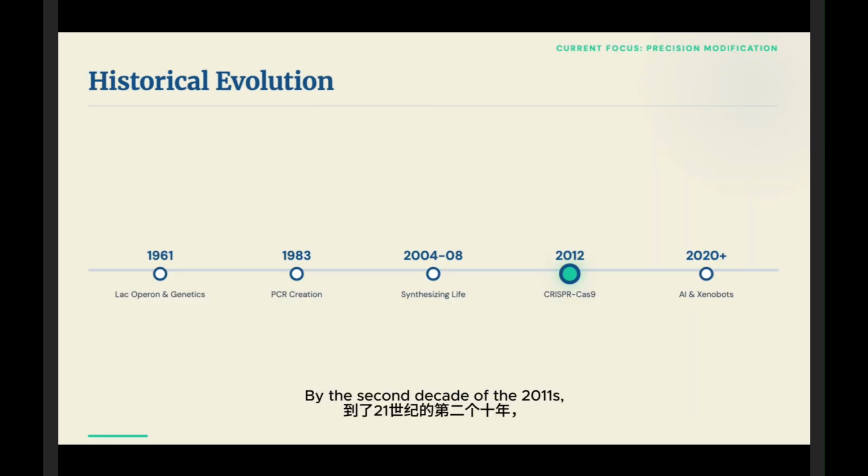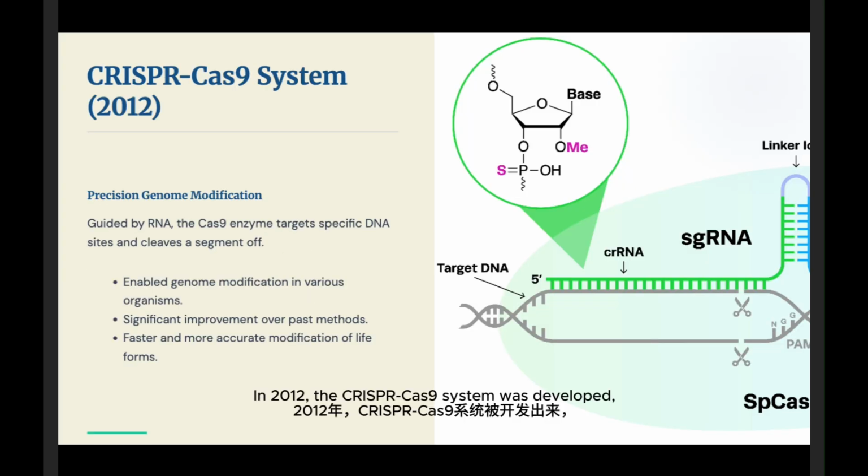By the second decade of the 2000s, the field required more precise tools. This led to a breakthrough in 2012 that transformed how easily and accurately we can edit the genetic code of living organisms. In 2012, the CRISPR-Cas9 system was developed, fundamentally enabling us to modify the genome of an organism with unprecedented ease. Guided by a specific strand of RNA, the Cas9 enzyme acts like molecular scissors, targeting precise sites in the DNA and cleaving a segment off at that exact location.